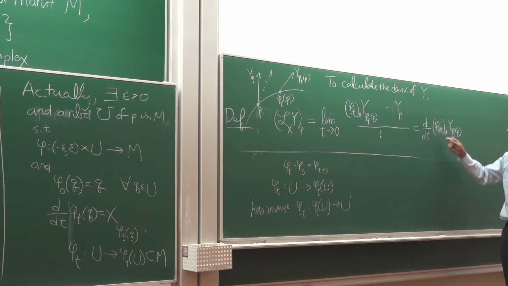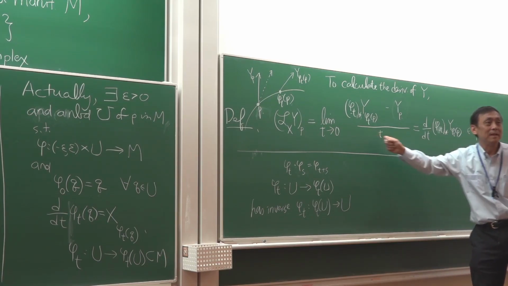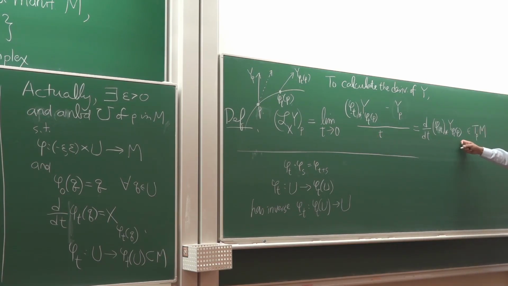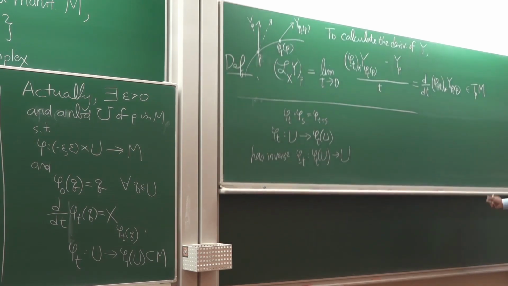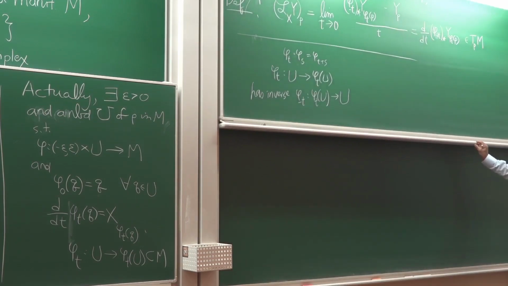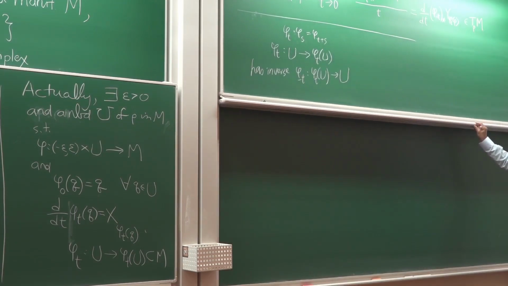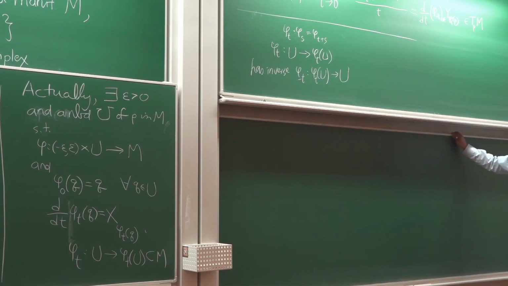This is a function of t with values in the tangent space at p. And if you differentiate that function at 0, that's this, right? So you can also write it like this. Okay, so that's the Lie derivative of a vector field.